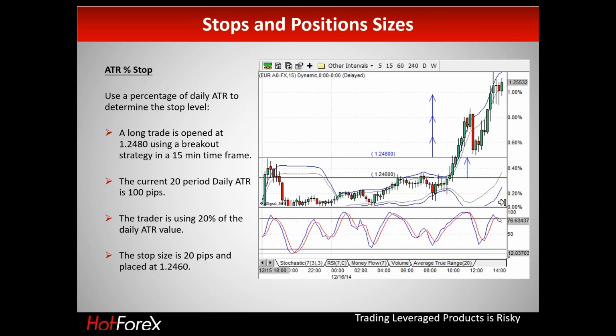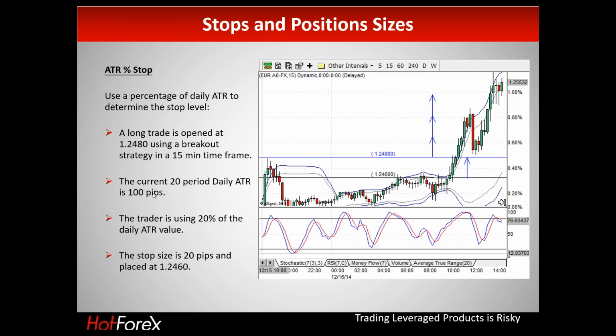So a long position on the breakout of, this is a 15-minute chart, by the way, guys. On the breakout of the 124.80 level, long position. So we can see the daily ATR, oh, I forgot to put it on. Okay, the ATR was suggesting a 100 pip movement.